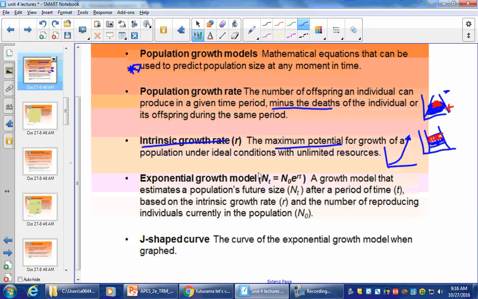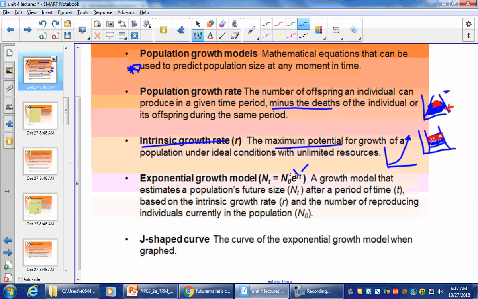Okay, exponential growth rate model. Here is the equation for it. So the number, N just means number, the number at a given time, so any time that you want to figure out the population, is equal to the base number, so the starting number of individuals, times e to the rt power, right? So R is the rate, and T is the amount of time. It can be years, it can be seconds, depending on the type of population.